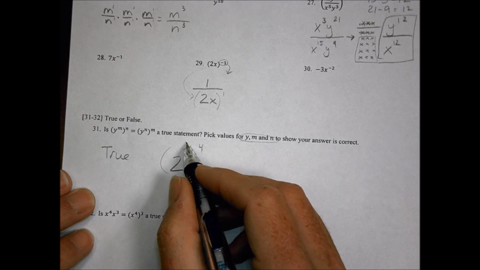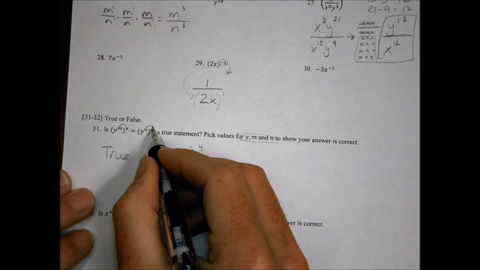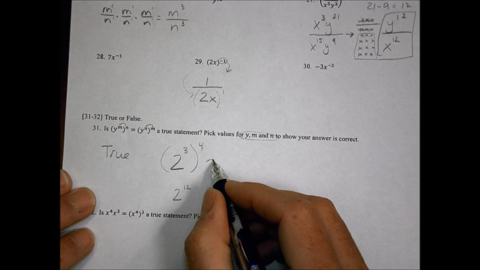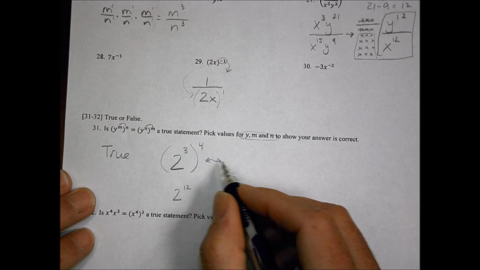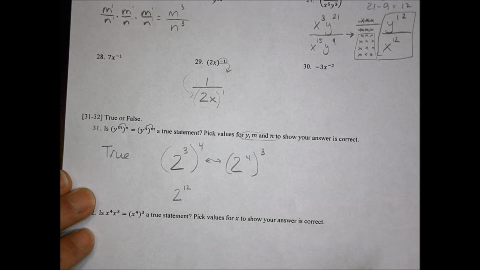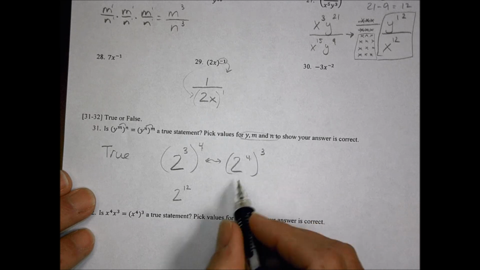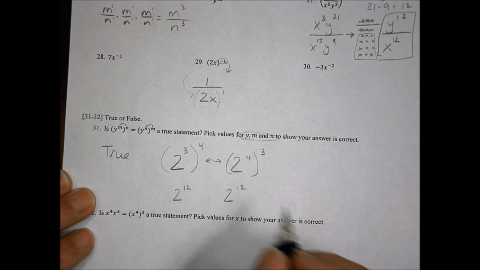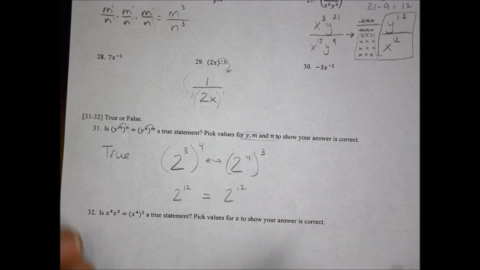If I change the order, here I'm swapping the exponents back and forth. What about this? 2 to the 4th power to the 3rd power, does that change anything? 4 times 3 is 12, so I still have 2 to the 12th power. So because those are equal, that's going to be a true statement.